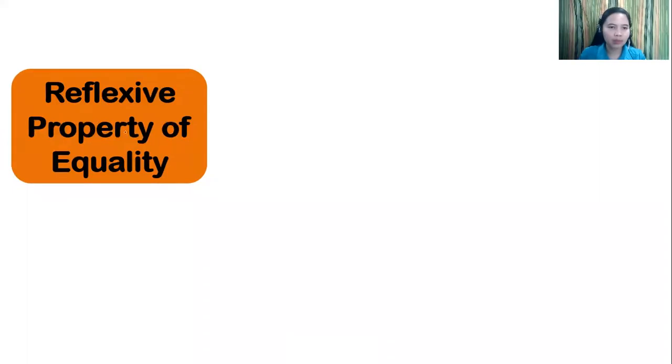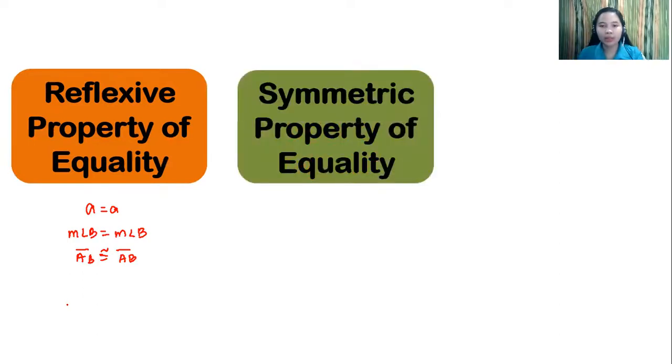Let's have first the reflexive property of equality. It's like a mirror, like what I discussed to you. Let's say we have A is equal to A. That is reflexive property of equality. Measure of angle B is equal to measure of angle B. That is reflexive. Segment AB is congruent to segment AB. That is reflexive property of equality. A number, an angle, a line, or a segment is equal to itself. Reflexive property.